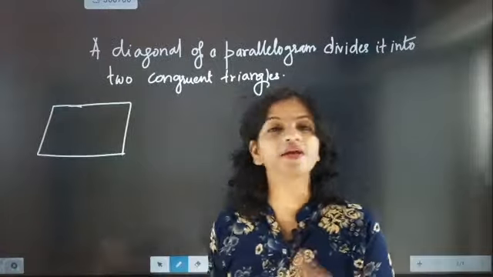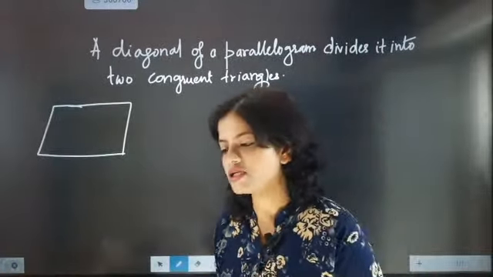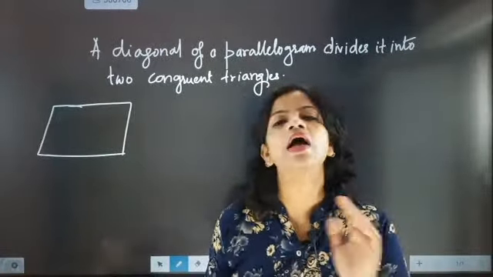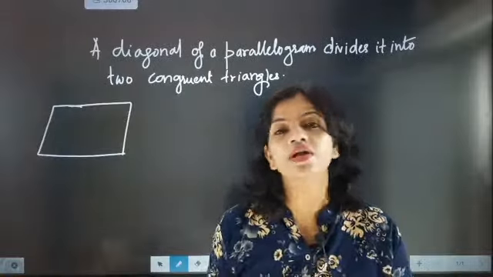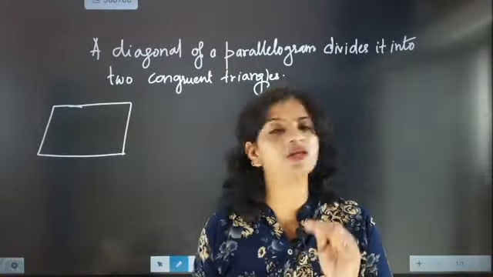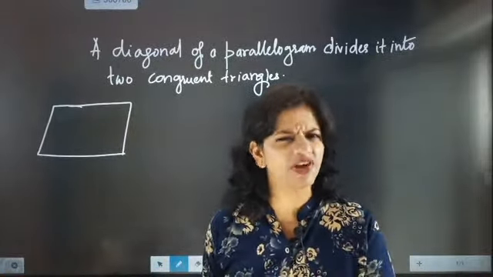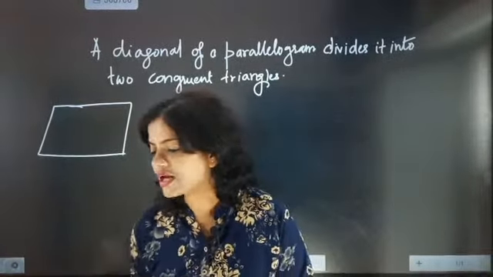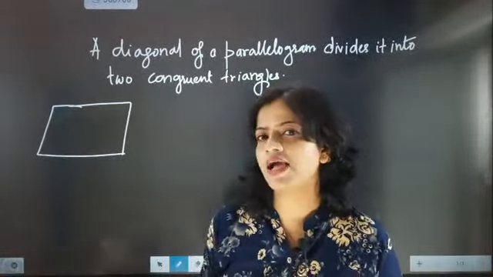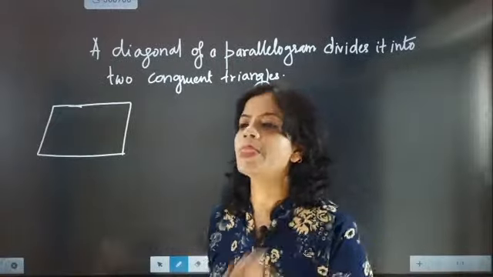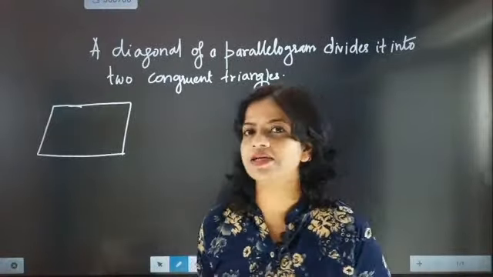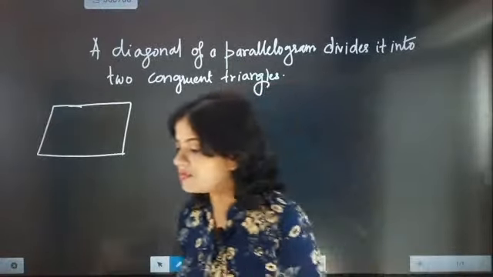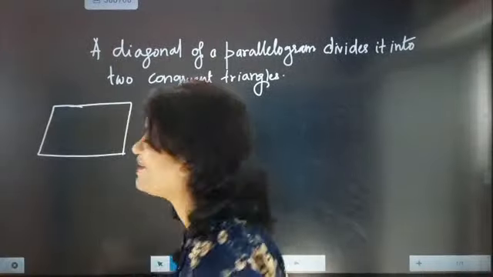We know that in a parallelogram, opposite sides and opposite angles are equal, and the diagonals bisect each other. So these are the three basic properties of a parallelogram. Opposite sides and opposite angles are equal, and the diagonals bisect each other equally. Three important points.